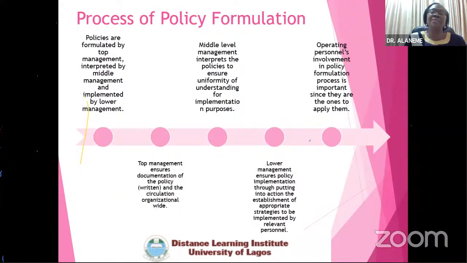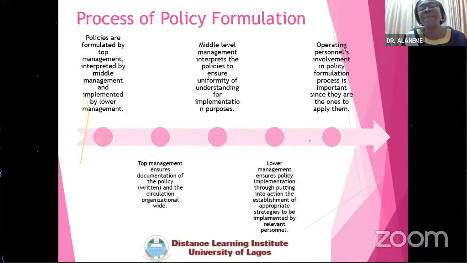So what are the processes of policy formulation? How do we formulate policies? But before we go into that, who formulates the policies? We are told that it's the top management that will formulate policies, and they will ensure the documentation of that policy and the organizational circulation. That there has to be a wide circulation. So they are the ones who will formulate the policy, ensure it is documented, and then circulate it to everybody. So the top management formulates the policies.